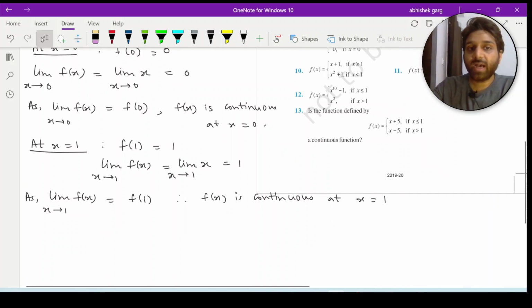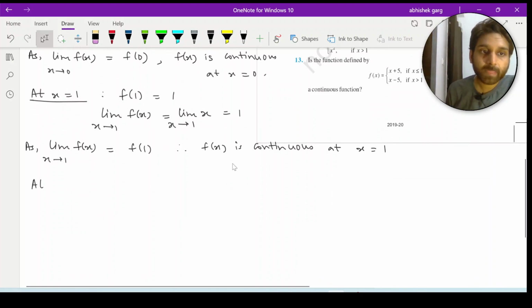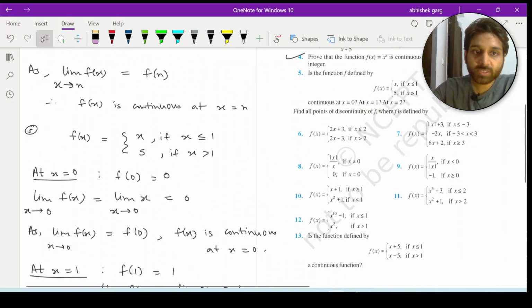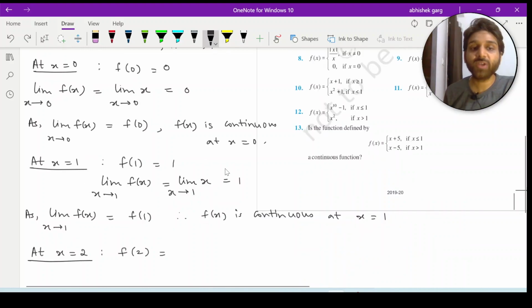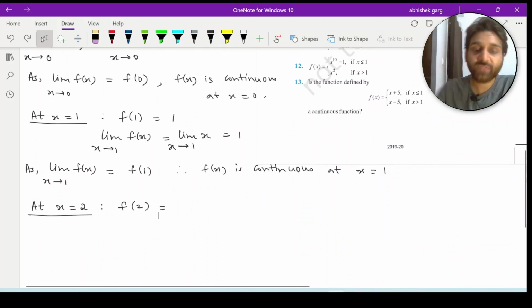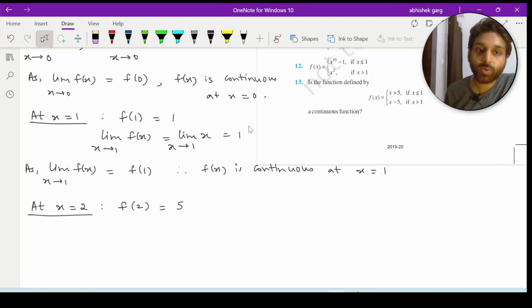Next is at x is equal to 2. So what will be the value of f(2)? Let us look at the definition of the function. The function says that if the value of x is more than 1, then f(x) is equal to 5. So because 2 is more than 1, the value of the function will be equal to 5.